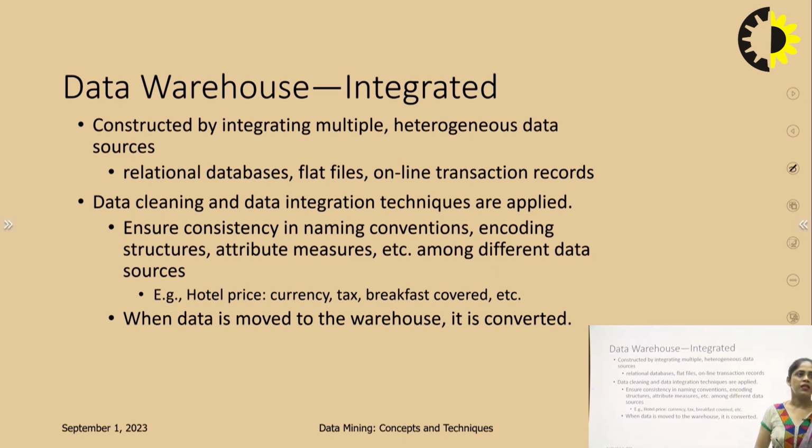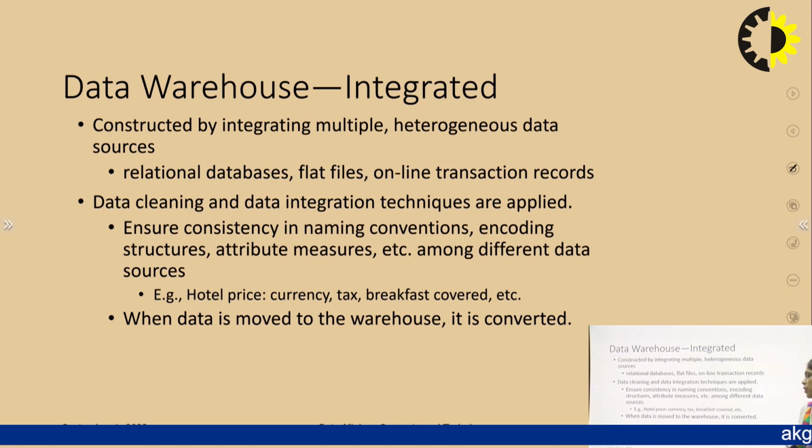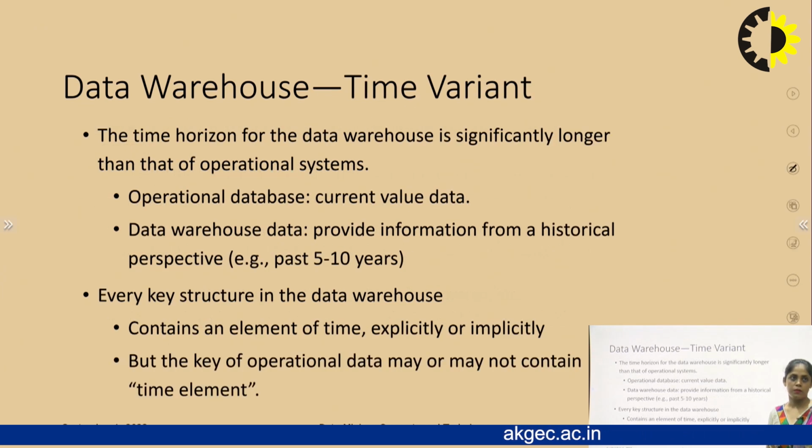The next important characteristic, the second one, is integrated. It is constructed by integrating multiple heterogeneous data sources: relational databases, flat files, online transaction records. Data cleaning and data integration techniques are applied to ensure consistency in naming conventions, encoding structures, attribute measures, etc. along different data sources. For example, hotel price, currency, tax, breakfast covered, etc. When data is moved to the warehouse, it is converted.